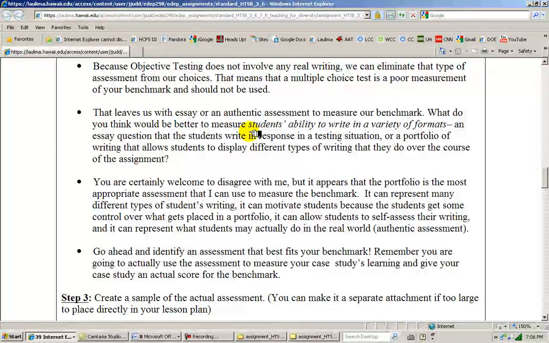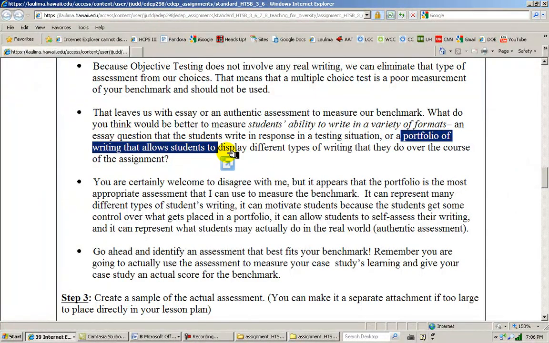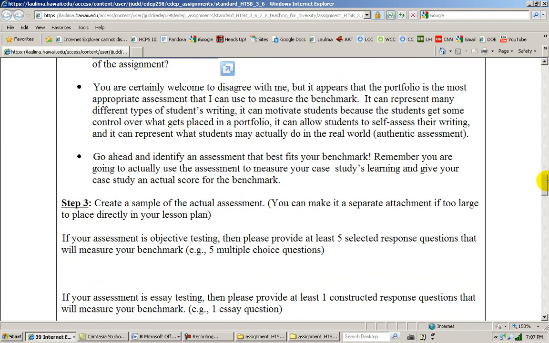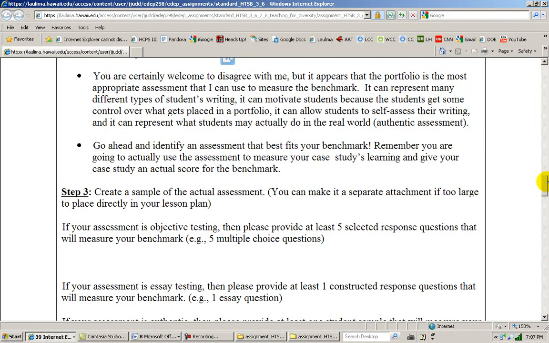So if we're going to choose ability to write in a variety of formats, a portfolio might be a good way to go, because it will display different types of writing that you do over the course of the assignment. You can disagree, and that's part of being a teacher, but again, if you can argue that your assessment gives you plenty of evidence that the action verb is being learned, then you go ahead and use that assessment.